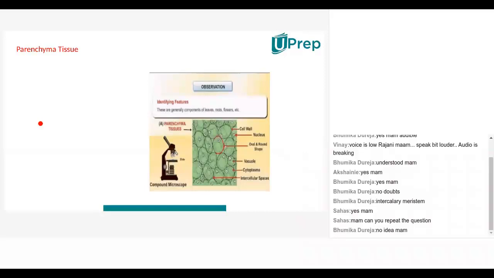We have parenchyma tissue as chlorenchyma, then you have parenchyma tissue as aerenchyma. Chlorenchyma is basically for the photosynthesis purpose, and aerenchyma is for floating of the aquatic plants and storage of water in xerophytes. Okay, this is all about the parenchyma tissue.